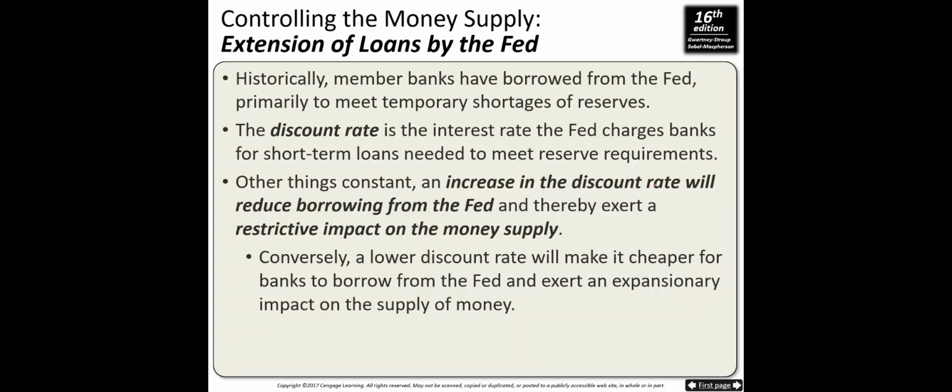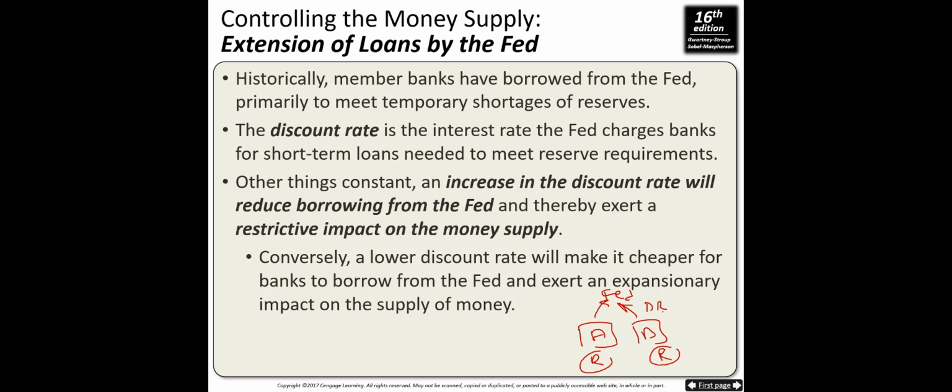Now the next policy is the extension of loans by the Fed. Historically, member banks have borrowed from the Fed primarily to meet temporary shortages of reserves. So in this case, Bank A and Bank B do not have enough reserves as required by the Fed. They borrow money from the Fed, not from each other. And that interest rate is called the discount rate.